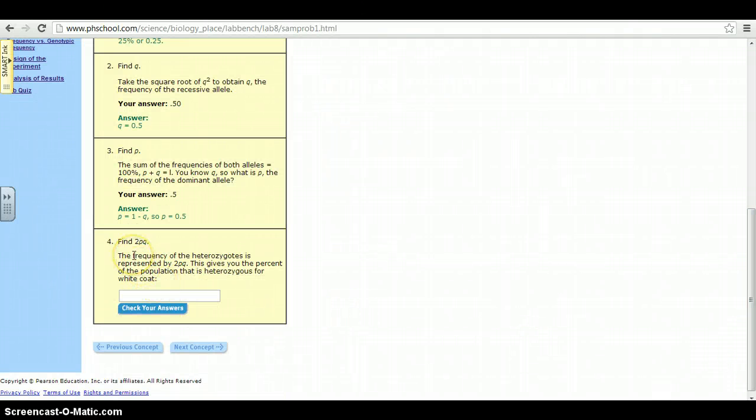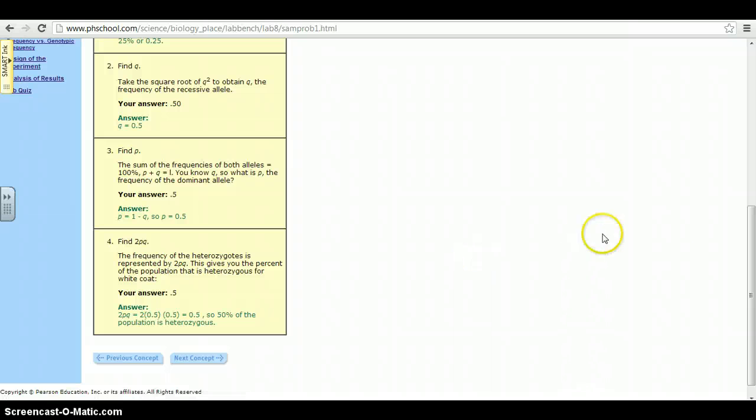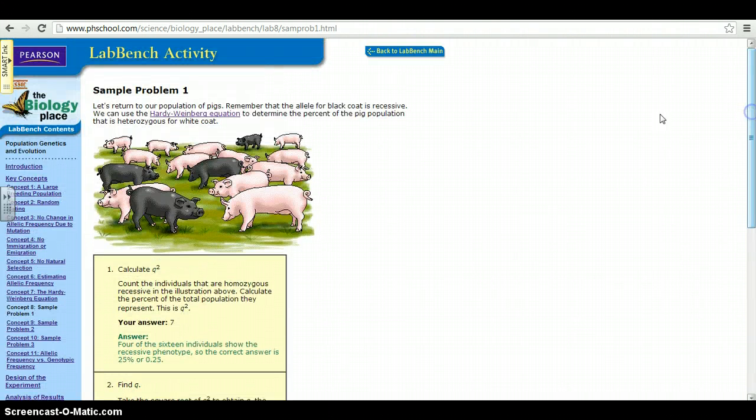Okay, and then finally we want to know how many heterozygous individuals there are, or 2pq. We've solved for q in number 2, and we've solved for p in number 3. So we just need to plug that into the equation 2pq. So 2 times 0.5 times 0.5. This should give us the percentage of the population that's heterozygous. So that should also be 0.5. And if I check my answer, 2 times 0.5 times 0.5 is 50%. So 50% of my population up here is heterozygous.